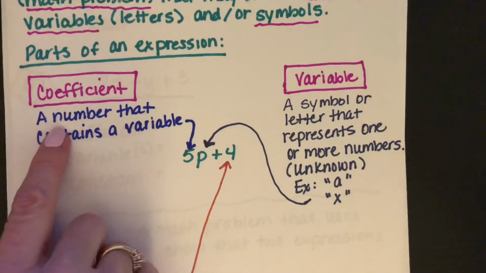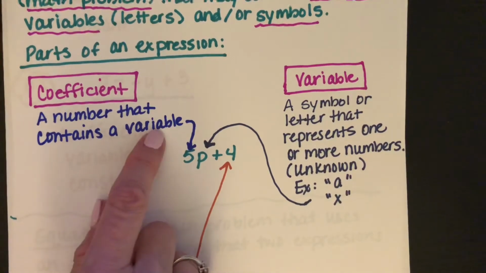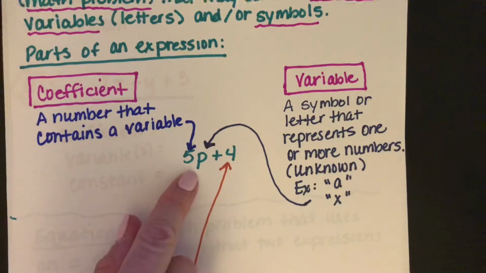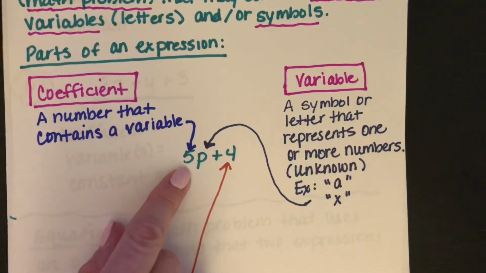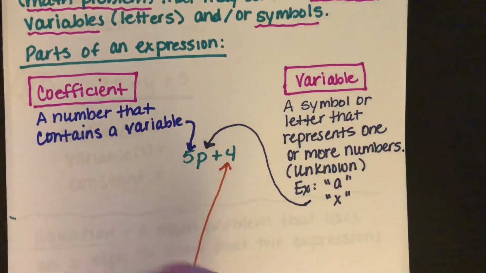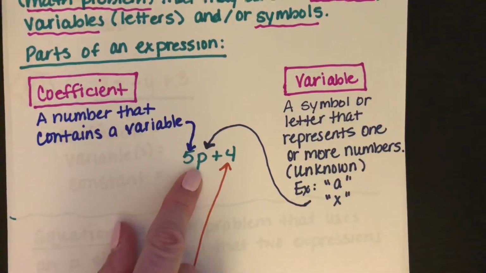A coefficient is a number that contains a variable. So what we mean by this is basically a number that's next to a variable. Snug as a bug in a rug, they're just so close to each other. So my coefficient is 5. Now it sounds like a scary word, but it's really not. It's just a fancy name for a number that's sitting next to a variable.